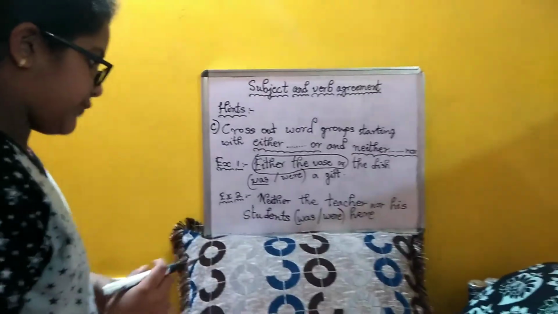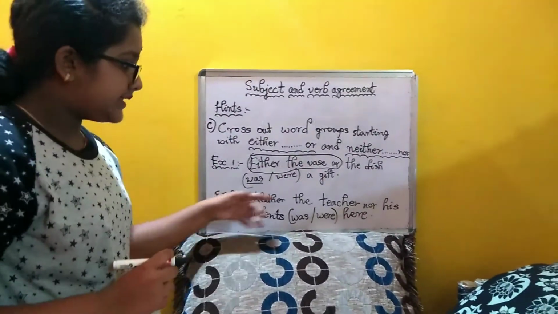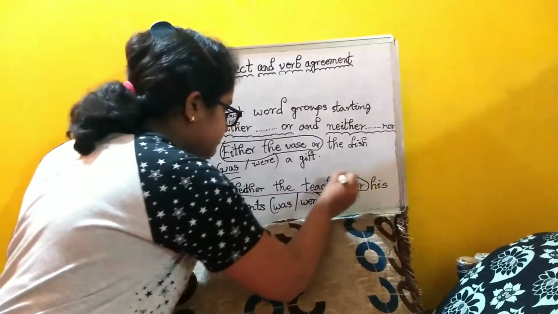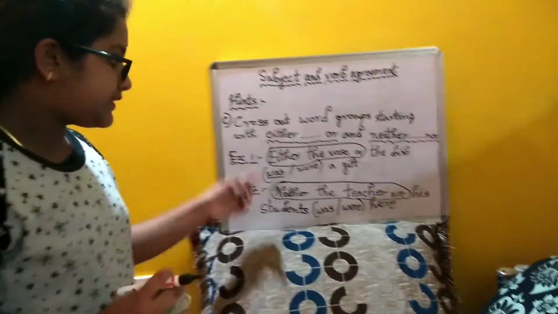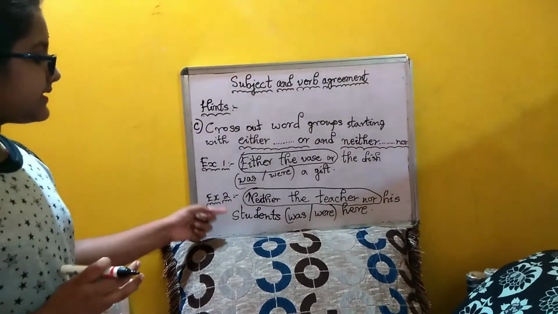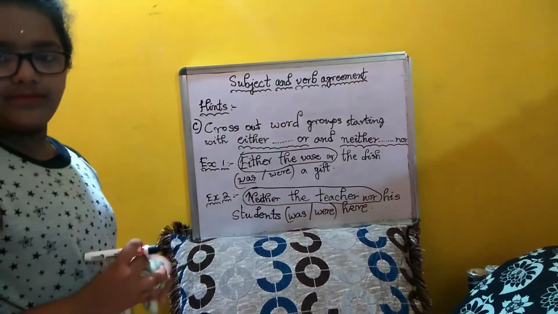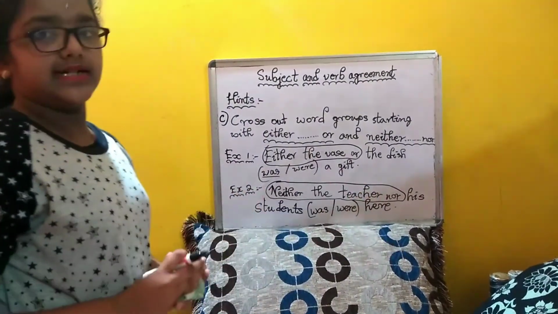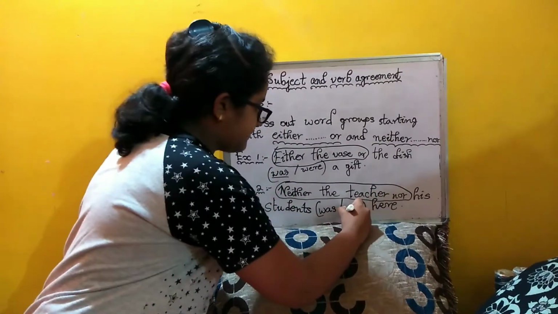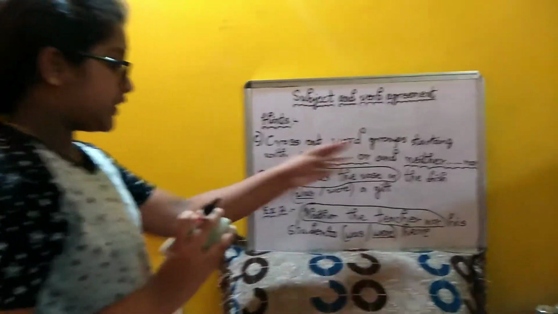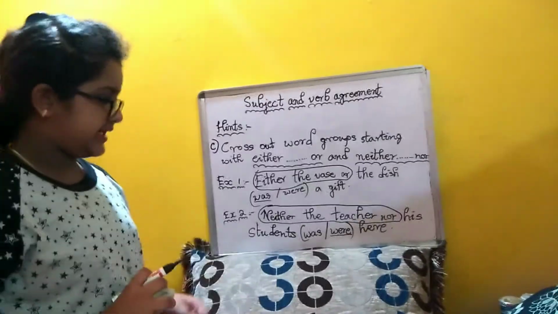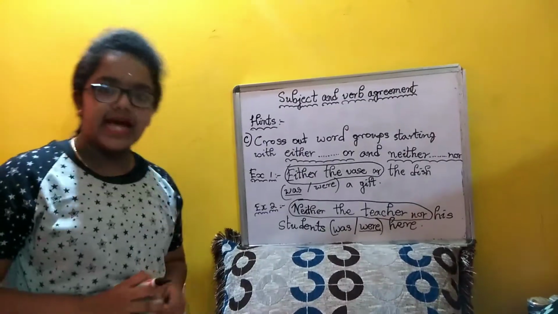Coming to the second example: neither the teacher nor his students was or were here. Now let's check which is the correct answer. Neither to nor, keep it aside. His students is plural. Therefore, his students were here is the correct answer. So according to the whole sentence, it is neither the teacher nor his students were here.